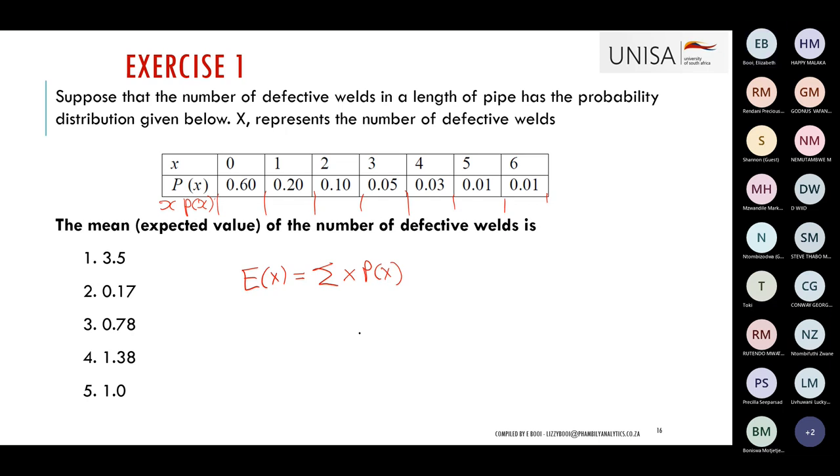Are you winning? Still trying. Yes. Number 4, 1.38. Okay, we'll get to that. Somebody gets 0.78. We'll get to that. Okay, so it seems as if there are people who are still calculating. All right, we'll give you some time.